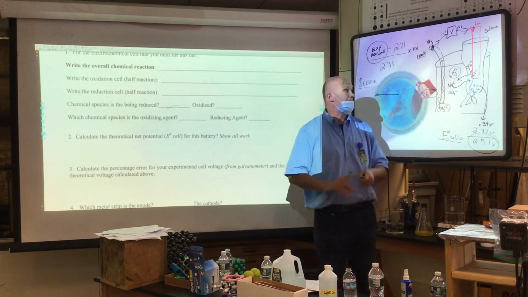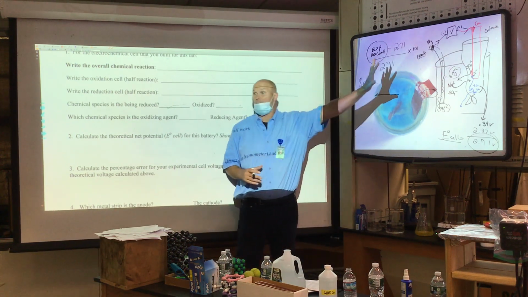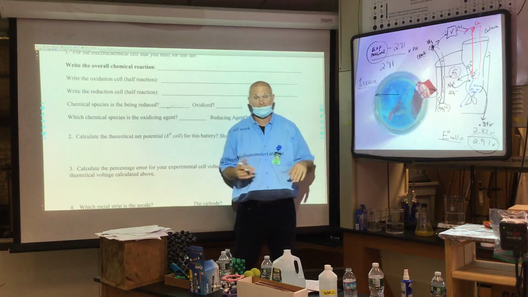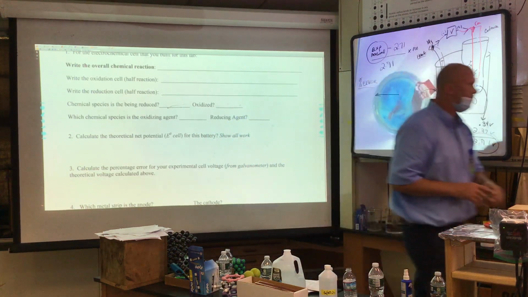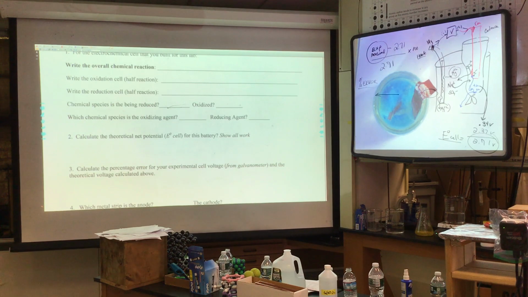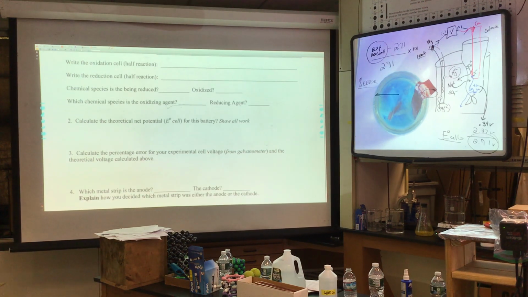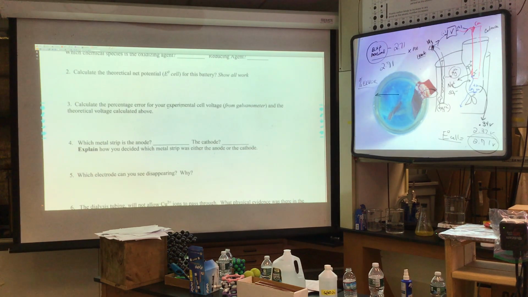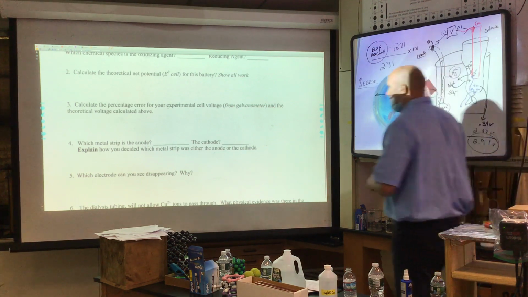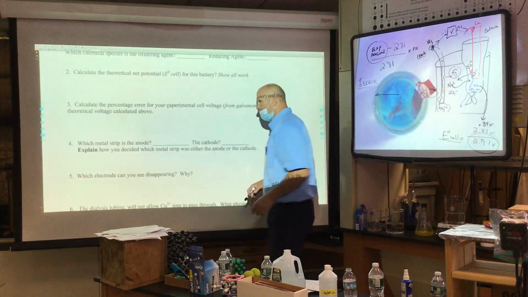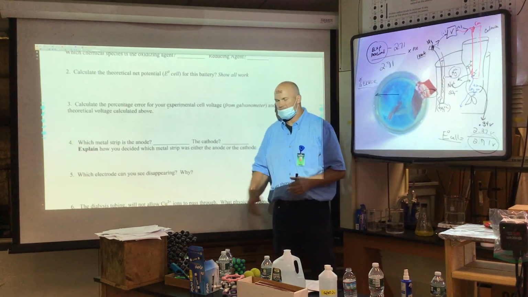So you should have a percent error. And by the way, you should be a volt off, so about 30-something%. Okay? Percent error. All right? These questions are silly. Who's the anode and who's the cathode, and how you decided which one was which. Okay, I'm not going to help you with that. That's crazy. Now, which electrode do you see disappearing?